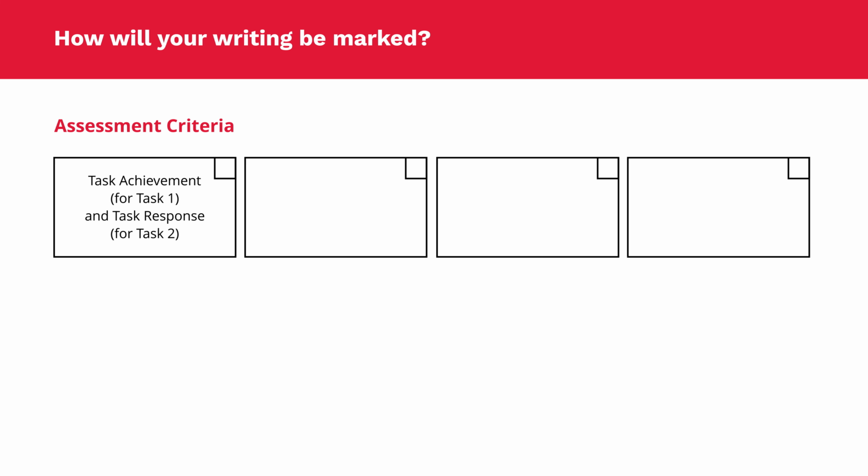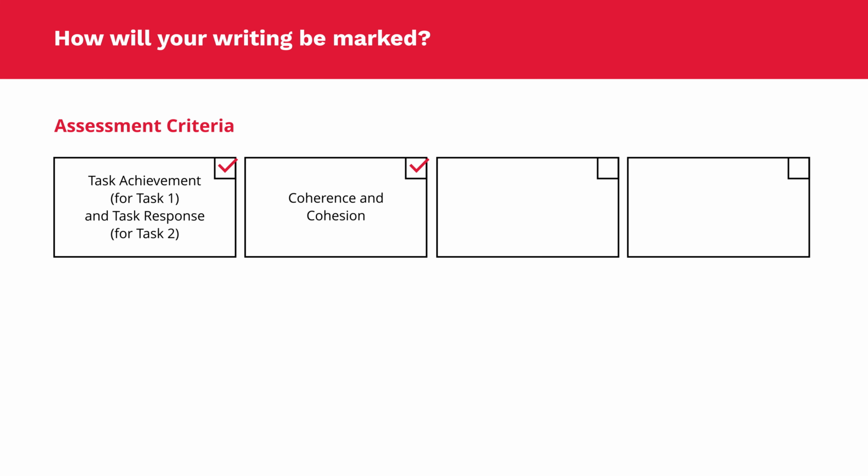Task response is used for Task 2 responses. It assesses how fully you respond to the task, how your main ideas are extended and supported, how relevant your ideas are, how clear your position is, and how appropriate the format you've used is. The second criterion is coherence and cohesion. This assesses how well you've organised your response, how logical the development of the message is, and how well you've linked the information, ideas, and language in your response.